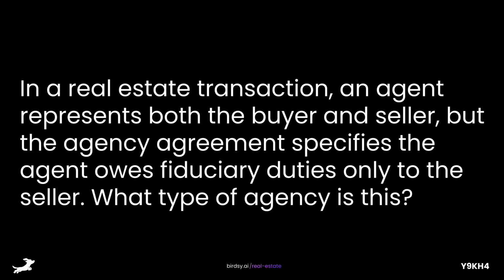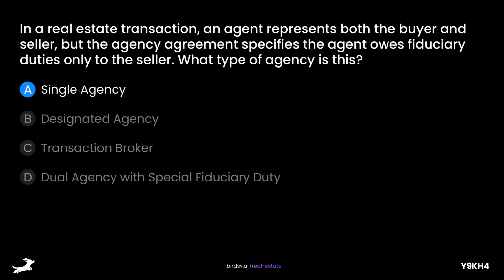In a real estate transaction, an agent represents both the buyer and seller, but the agency agreement specifies the agent owes fiduciary duties only to the seller. What type of agency is this? Is it A, single agency, B, designated agency, C, transaction broker, or D, dual agency with special fiduciary duty? The answer is D, dual agency with special fiduciary duty.